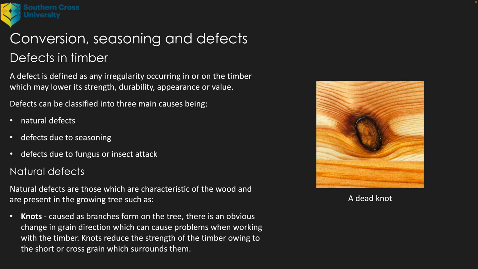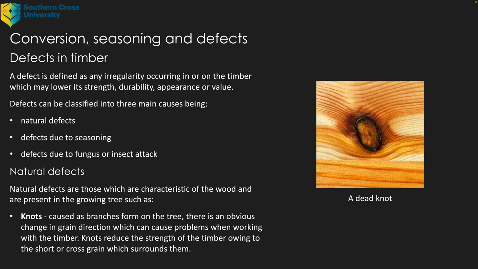Defects can be classified into three main causes, being natural defects, defects due to the seasoning process, and defects due to fungus or insect attack. So firstly, let's look at natural defects. Natural defects are those which are characteristic of the wood and are present in the growing tree, such as knots. And I think we're probably all familiar with knots in timber.